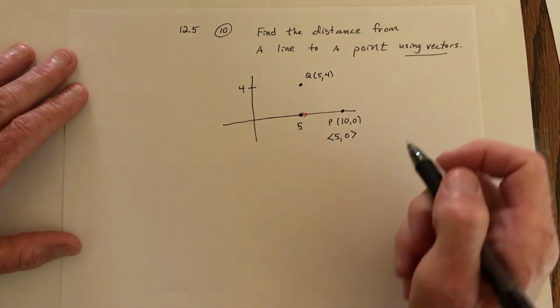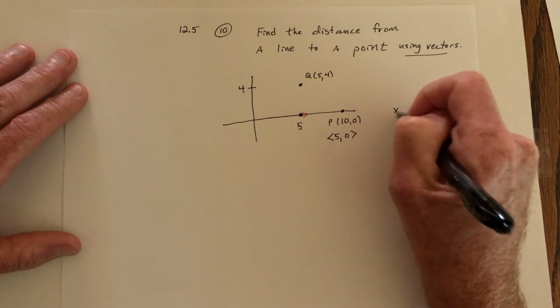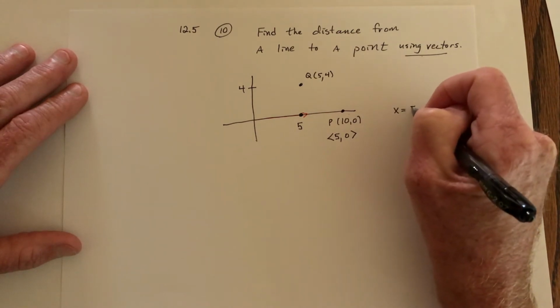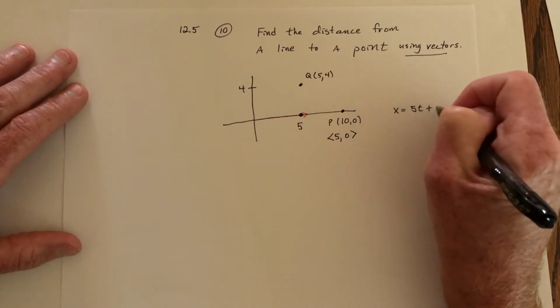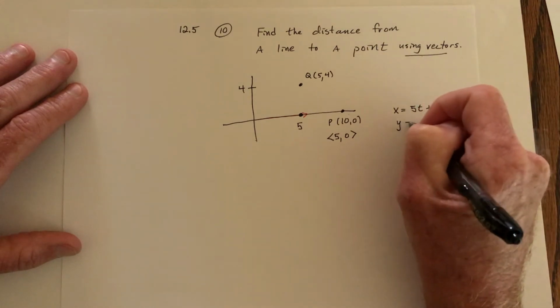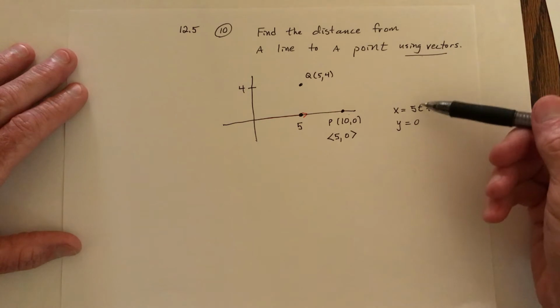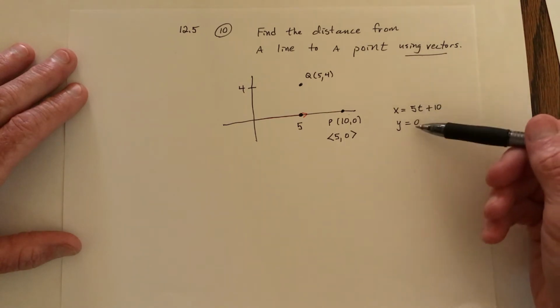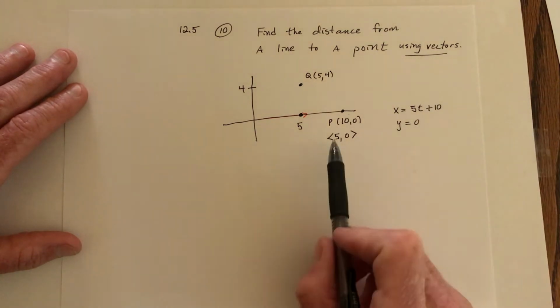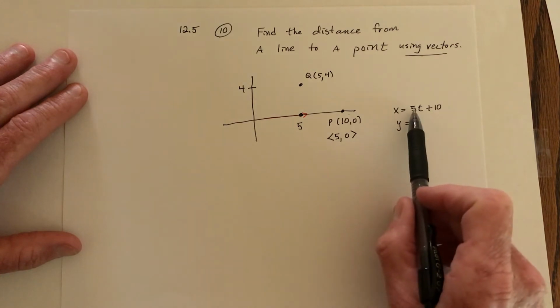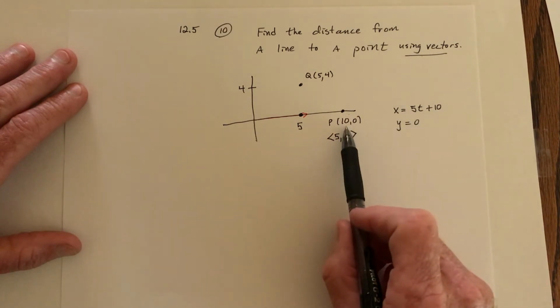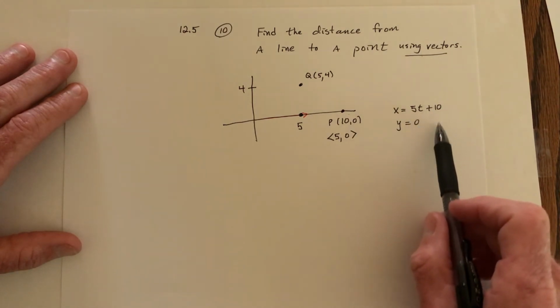All right, so the equation for the line would be x equals 5t plus 10, and y is always going to equal 0. Now for the rest of this problem, I don't really need this part. So on the homework question, you'd be given this part, and you need to find the vector, which would be the numbers that are in front of t, and also the point, which would be these extra numbers over here.